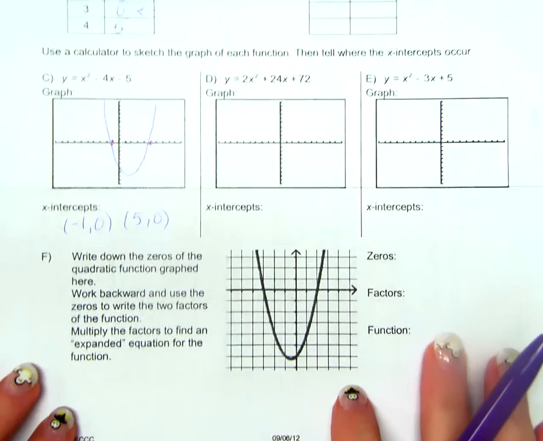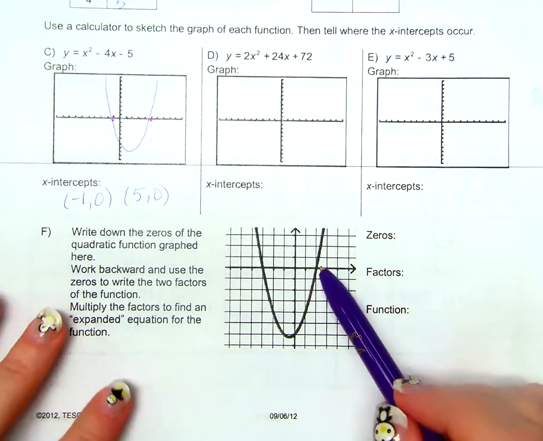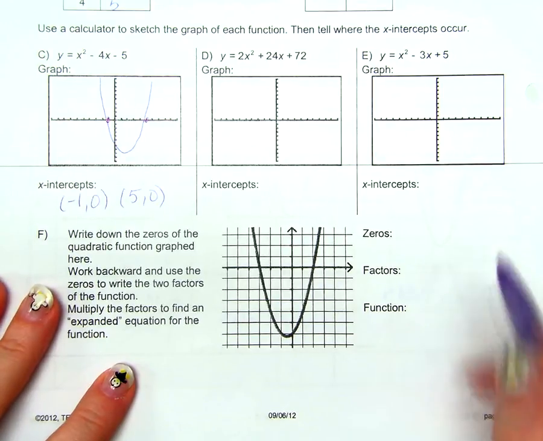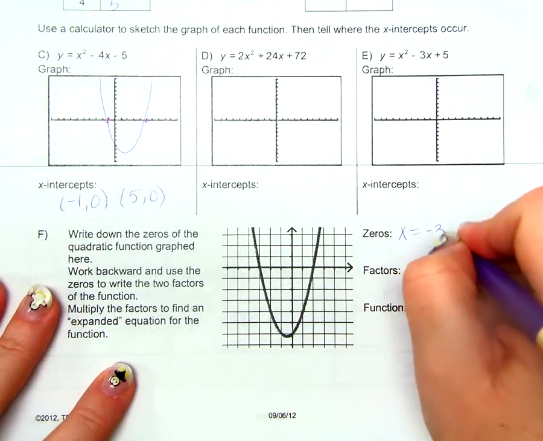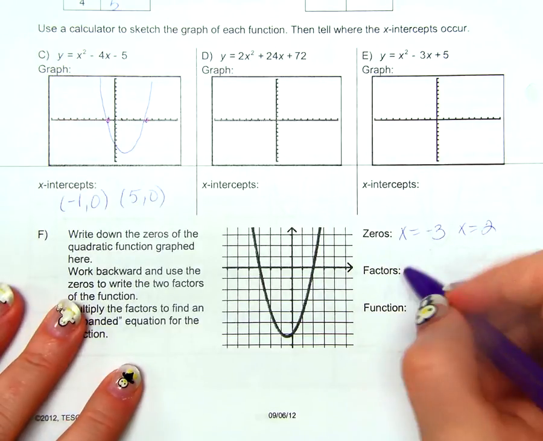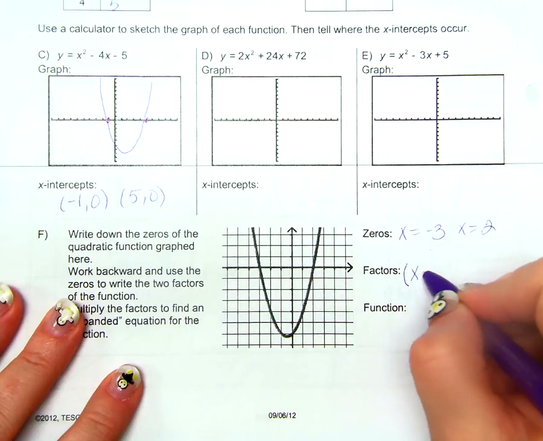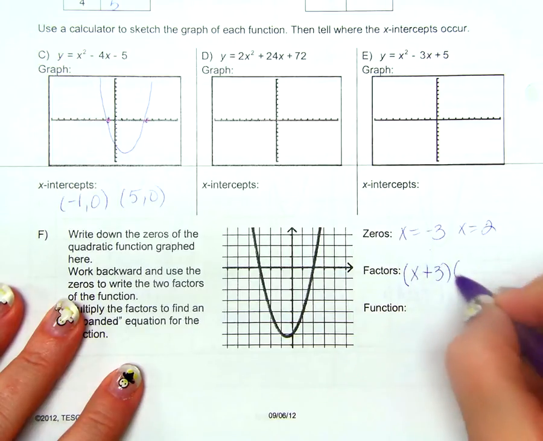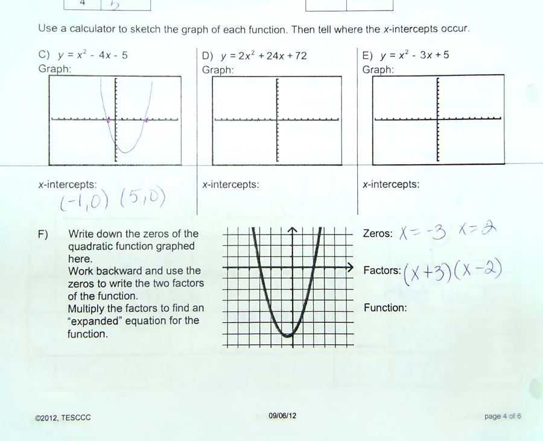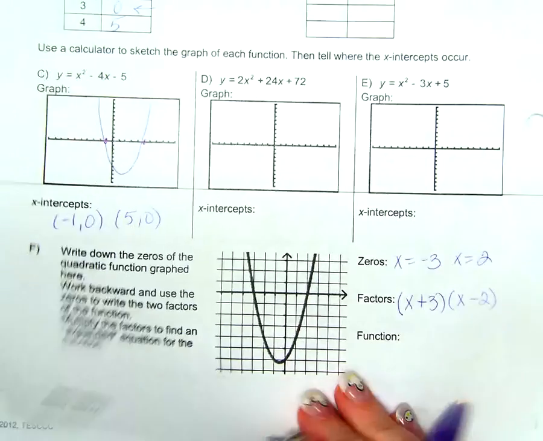Let's look at f. What are the zeros of this function? X is -3 and x is 2. What are the factors then? X plus 3 and x minus 2. How do I find the function? Just like I did right here.